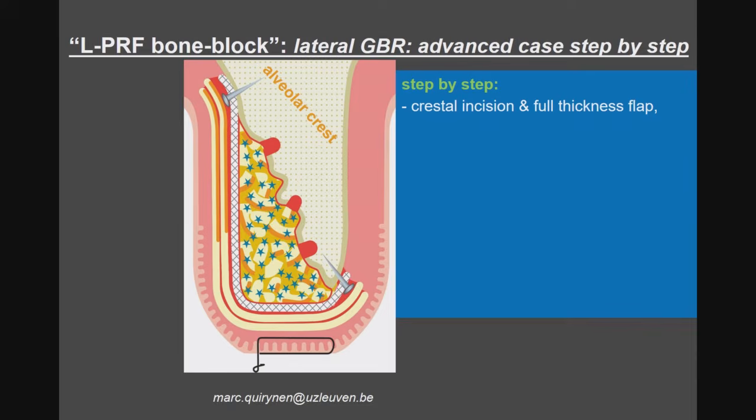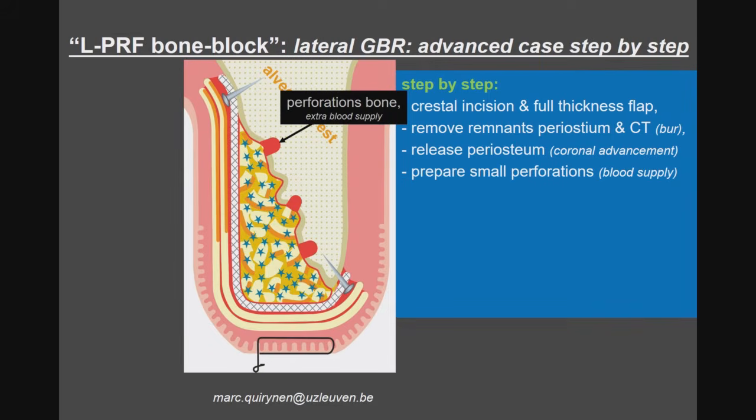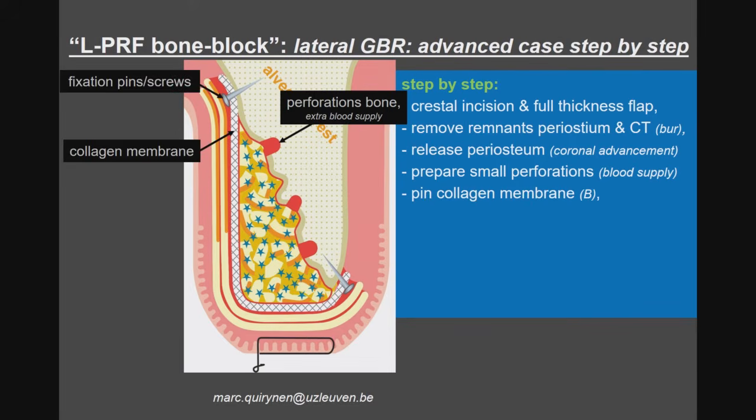And how do we have to proceed? Well, first you prepare a crestal incision and a full thickness flap. You remove all remnants of periosteum and connective tissue. We often use a burr for this. We are going to release the periosteum in order to be able to advance it coronally. We will make a number of perforations in the recipient bone in order to improve the blood supply.